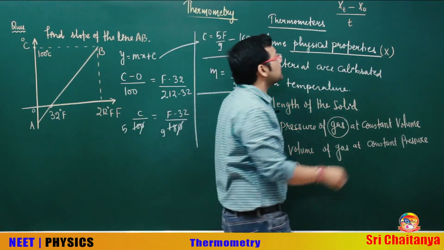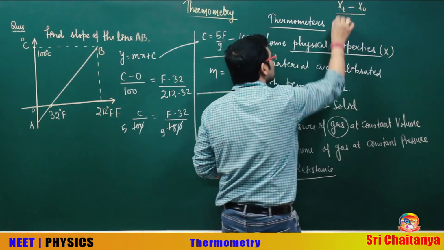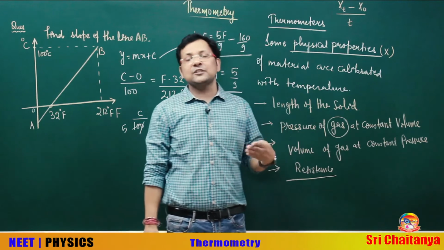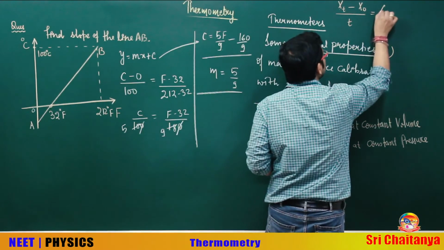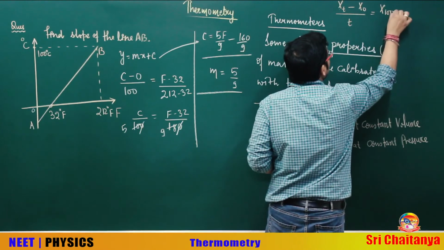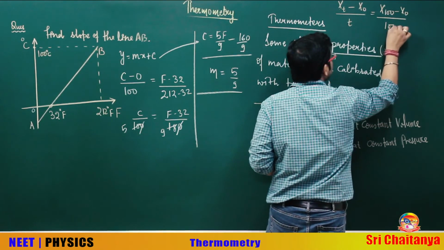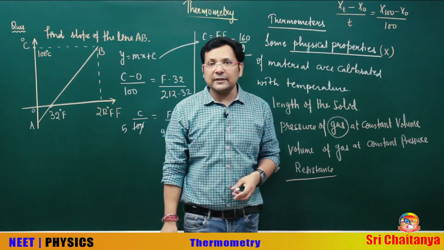So we have assumed that x naught is the physical property at 0 degrees Celsius, xt is the physical property at T degrees Celsius. So what is the per unit change? Xt minus x naught by T. Similarly, when you say x100 minus x naught, what is the temperature change? 100. What is x100? Physical property at 100 degrees Celsius.